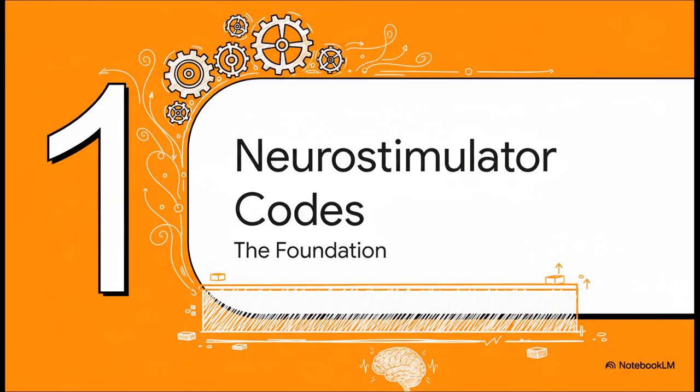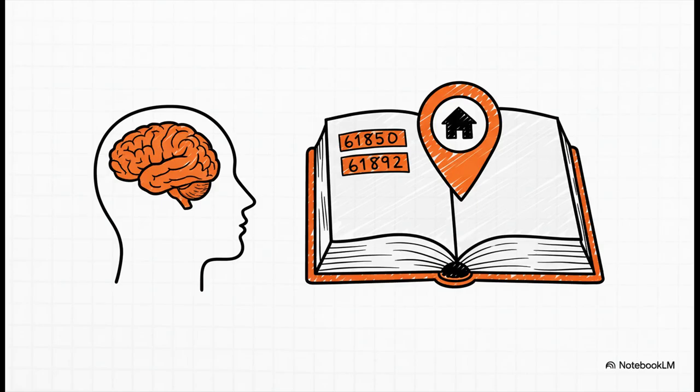Okay, first things first. Before we can figure out what's included or not, we have to know what codes we're even talking about. Let's build our foundation. Your starting lineup, your home base for all of this, is the CPT Series 61850 through 61892. These are the codes for the actual implantation of the neurostimulator. Just about everything else we're going to talk about either gets bundled into these codes or it's a specific exception.